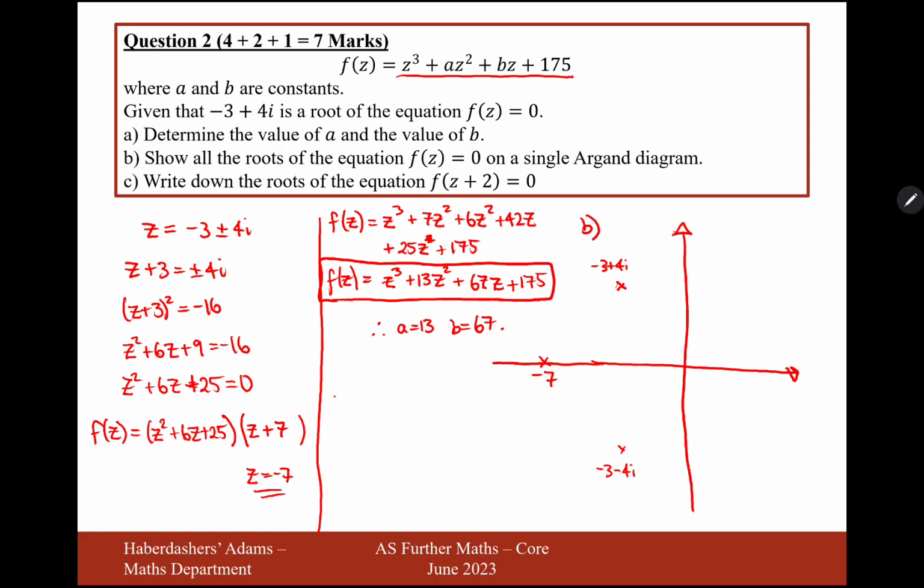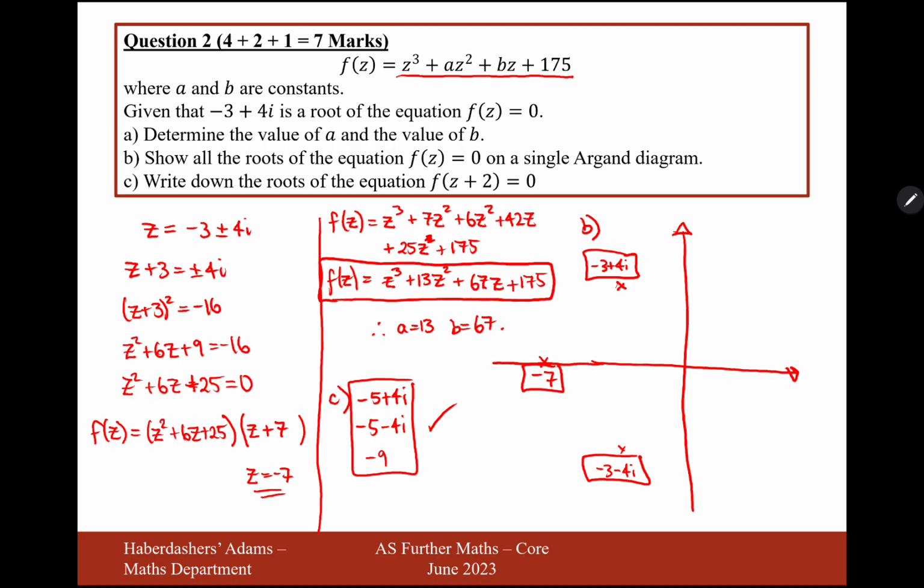Part C is write down all of the roots of f of z plus 2. So this is a transformation where we need to make all of the z values 2 less, because they'll add with the 2, and then they need to be a factor to make 0. So all of our solutions, we need to take away 2 from them, because the first thing we'll do to them is add 2, and then they need to be a factor of the cubic. So it's going to be minus 5 plus 4i, minus 5 minus 4i, and minus 9. There we are, that's the list of roots for the equation f of z plus 2.